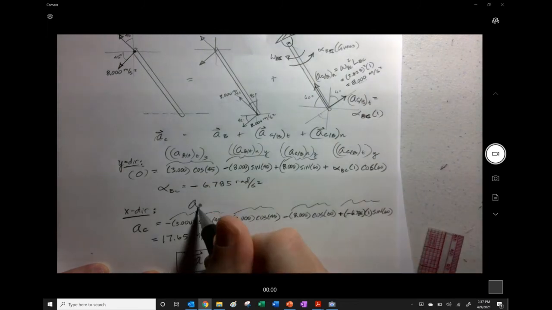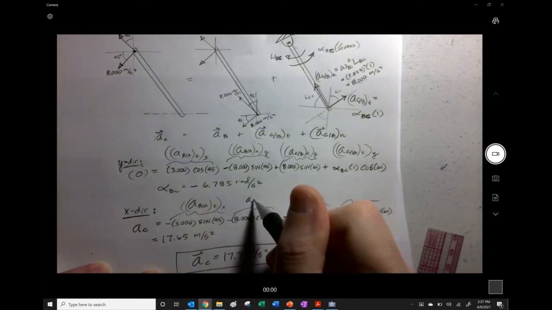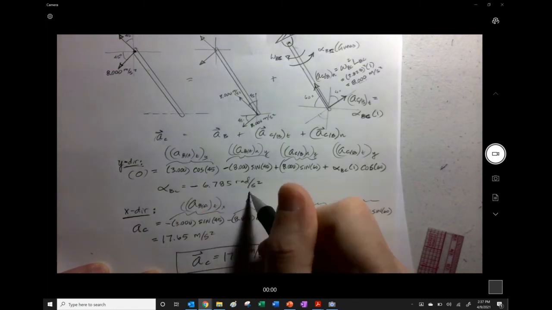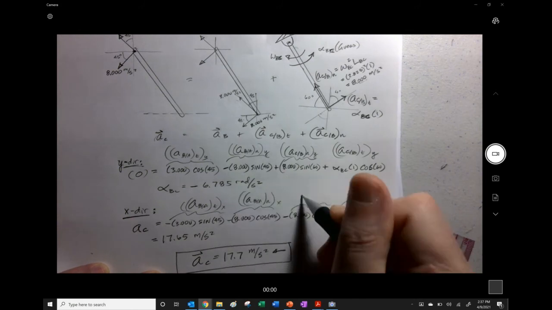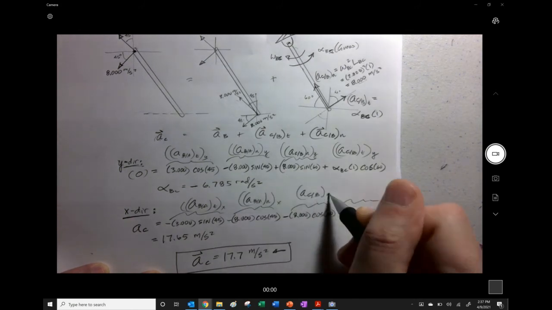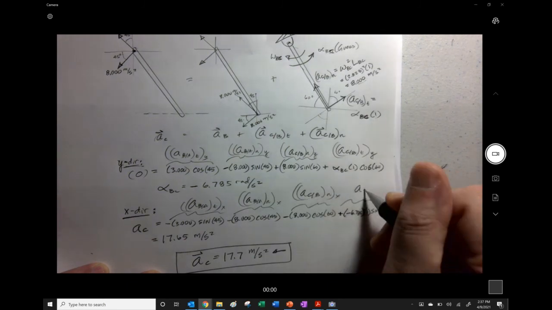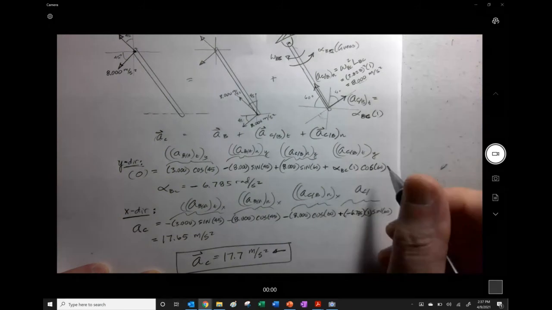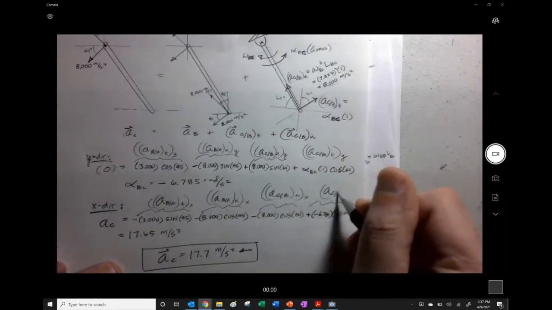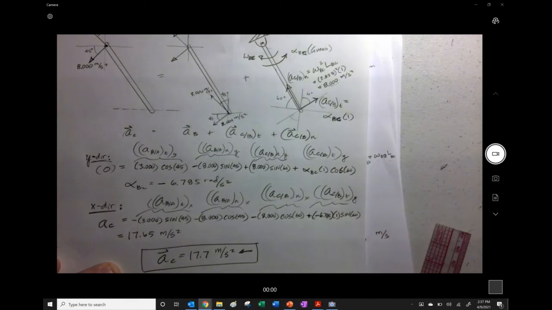So the acceleration of B with respect to A, tangential x, acceleration of B with respect to A, normal x, acceleration of C with respect to B, normal x, acceleration of C with respect to B, tangential x. I think I got that right.